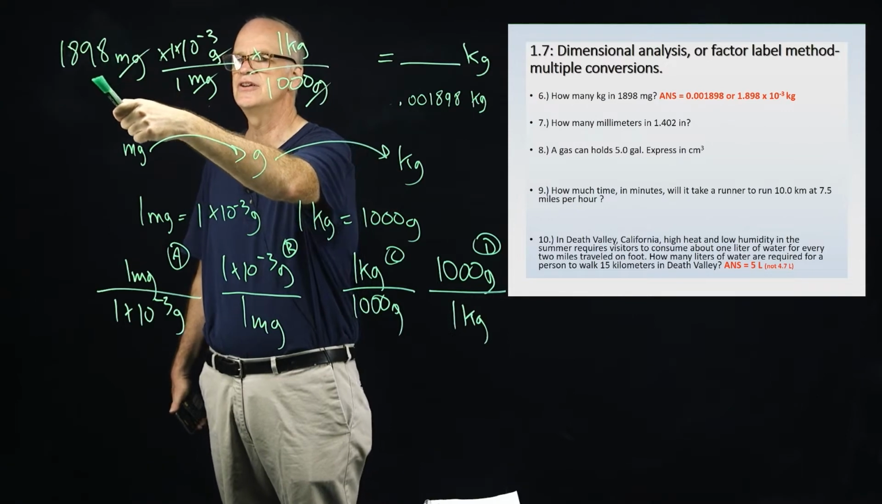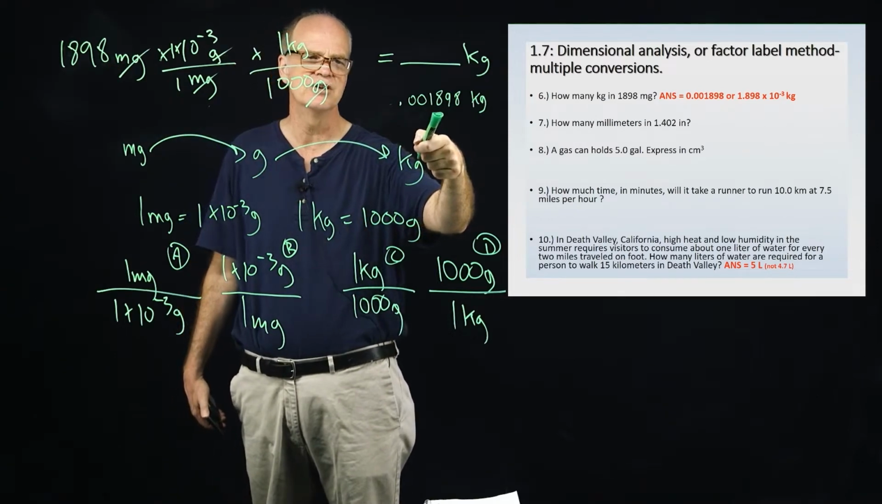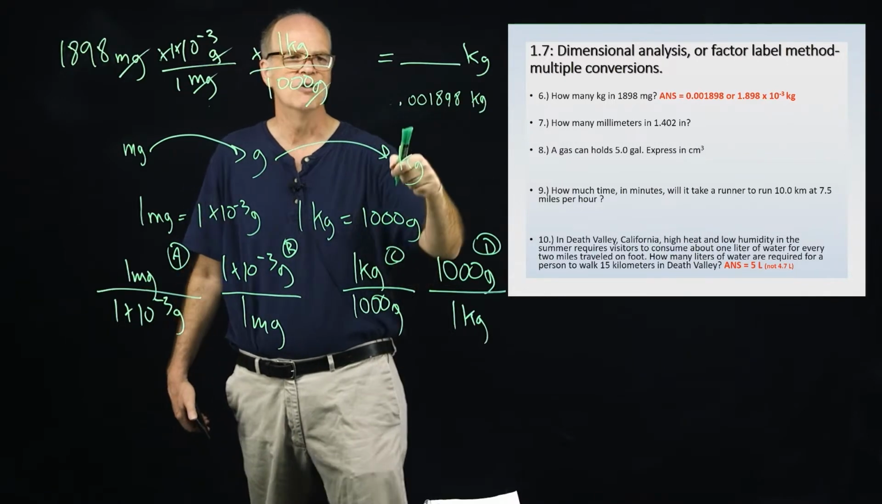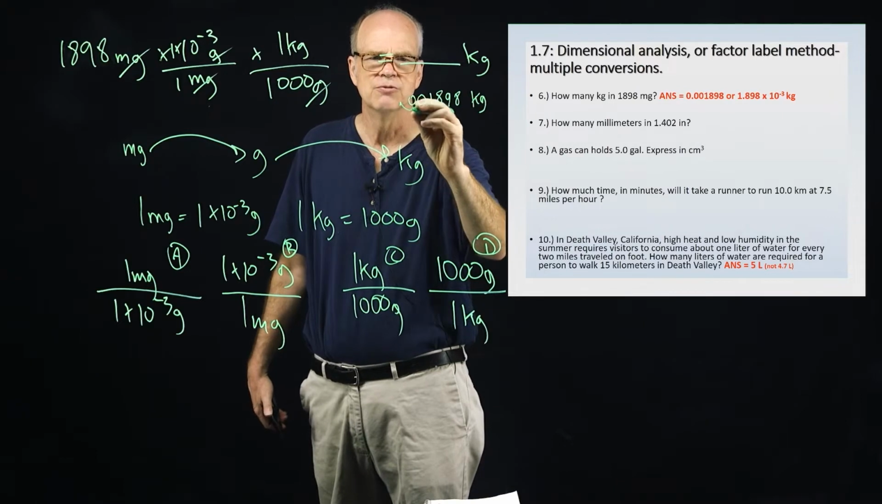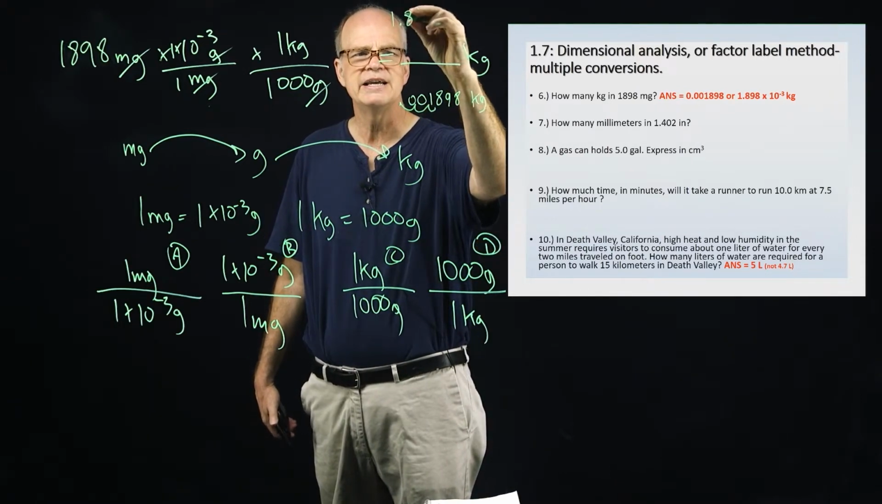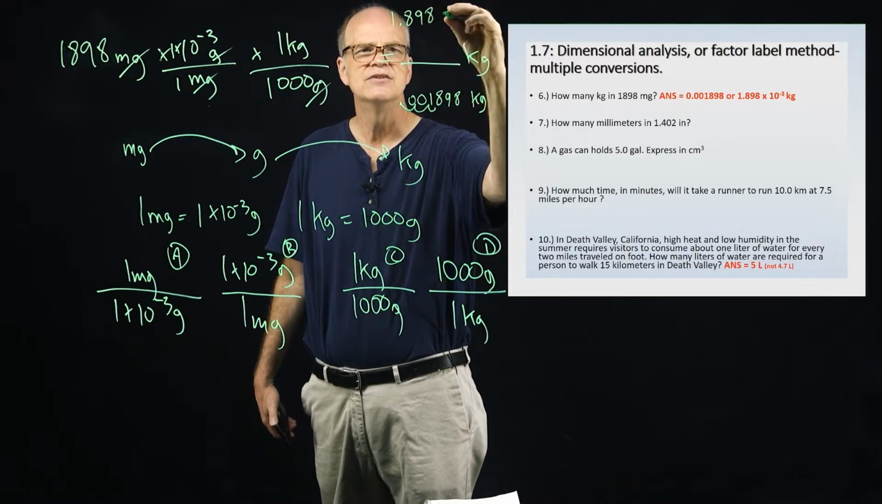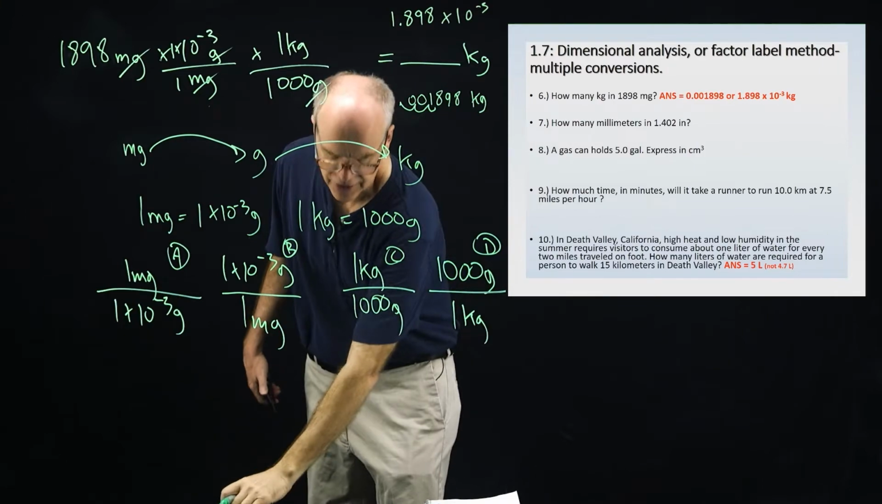So the answer will have as few significant figures as the number with the least. The least is 4 significant figures, so we want to round this to 4 significant figures, and it's already there. But we can convert this to scientific notation. So this is also equal to 1.898 times 10 to the negative 3 kilograms. Okay, let's move on to the next problem.